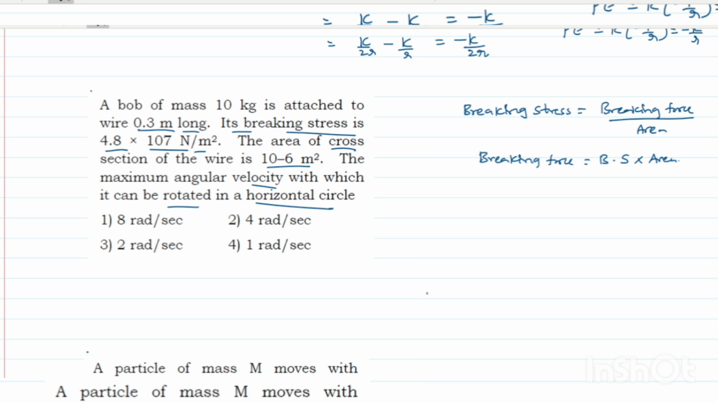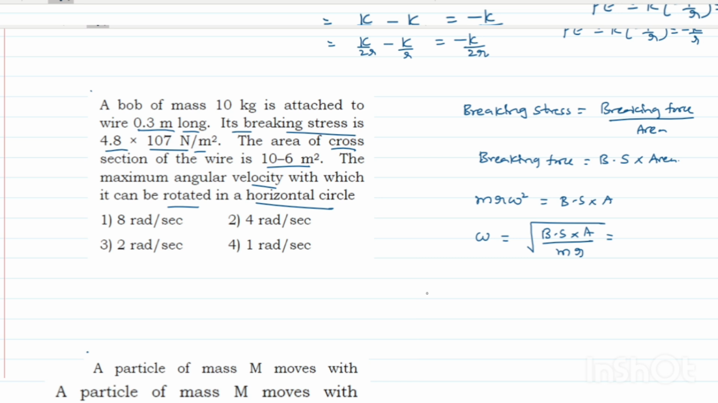Here the body is moving in a horizontal circle. When it is moving in a horizontal circle, the breaking force is nothing but the centripetal force. Centripetal force, m r omega square, will be equal to the breaking stress into area. Now they are asking for the angular velocity omega. Omega equals the square root of breaking stress into area by m into r.